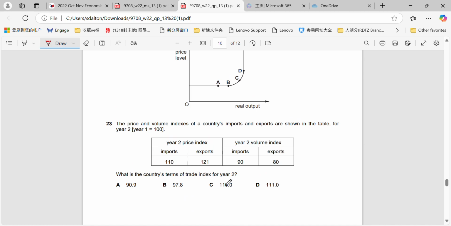Terms of trade questions. So we said before, the key thing to take into account here: what's the country's terms of trade index for year 2? Volume has nothing to do with it. It's very simply the index of export prices divided by the index of import prices. So 121, which is the index of exports over the index of imports, multiplied by 100, that should give us 110.